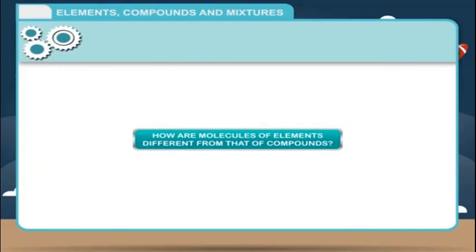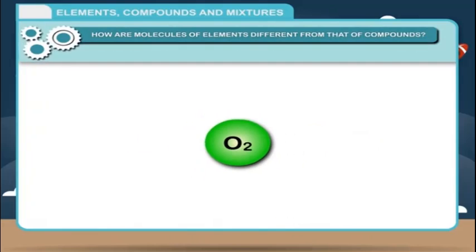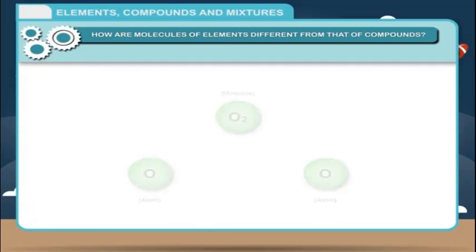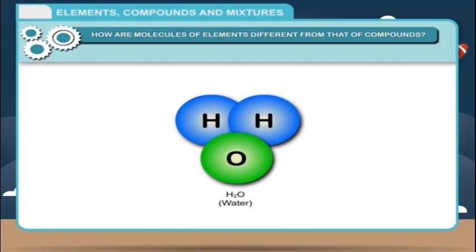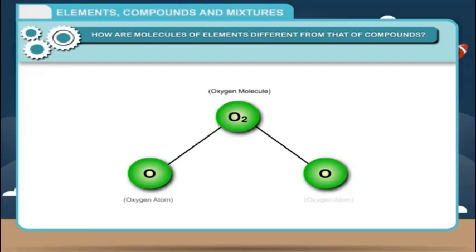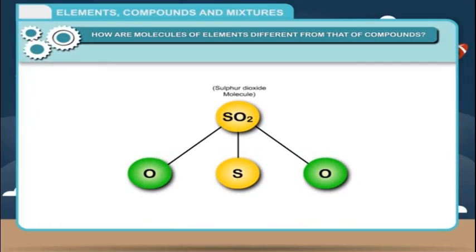How are molecules of elements different from that of compounds? An element is made of only one kind of atom. Therefore, its molecules contain atoms of one kind only. But a compound is made of different elements. Molecules of a compound contain atoms which are dissimilar. For example, a molecule of oxygen contains two atoms of oxygen, but a molecule of sulfur dioxide is made of three atoms, one of sulfur and two of oxygen.